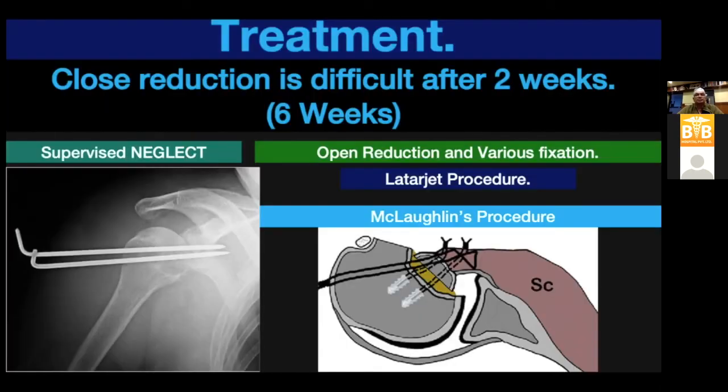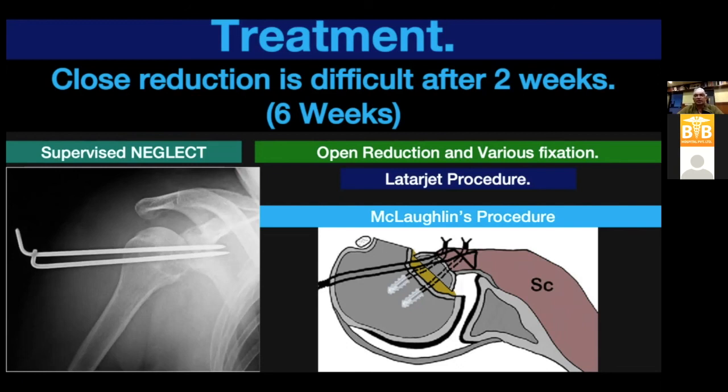So for the treatment of neglected shoulder dislocation, closed reduction is very, very difficult after 2 weeks. And some literature suggests that you can try up to 6 weeks, but if it is especially an elderly patient or if it is associated with epilepsy, then probably we should not try a closed reduction after 6 weeks. So we should always go for an open reduction.